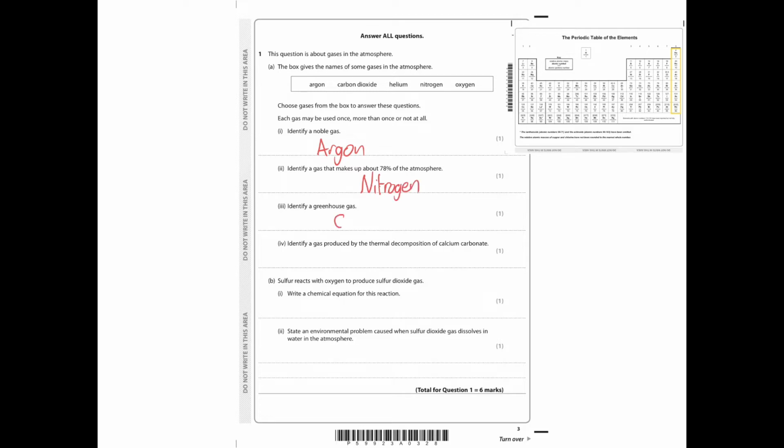The gas that makes up about 78% of the atmosphere is nitrogen, and the greenhouse gas is going to be carbon dioxide. Calcium carbonate has the formula CaCO3, so when you decompose it, the gas given off is again carbon dioxide. Sulfur is the element S, so for the chemical equation you write S plus oxygen, which is O2, it's diatomic, and that will go on to form sulfur dioxide.